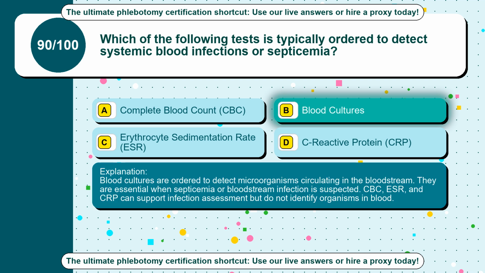Blood cultures are ordered to detect microorganisms circulating in the bloodstream. They are essential when septicemia or bloodstream infection is suspected. CBC, ESR, and CRP can support infection assessment but do not identify organisms in blood.